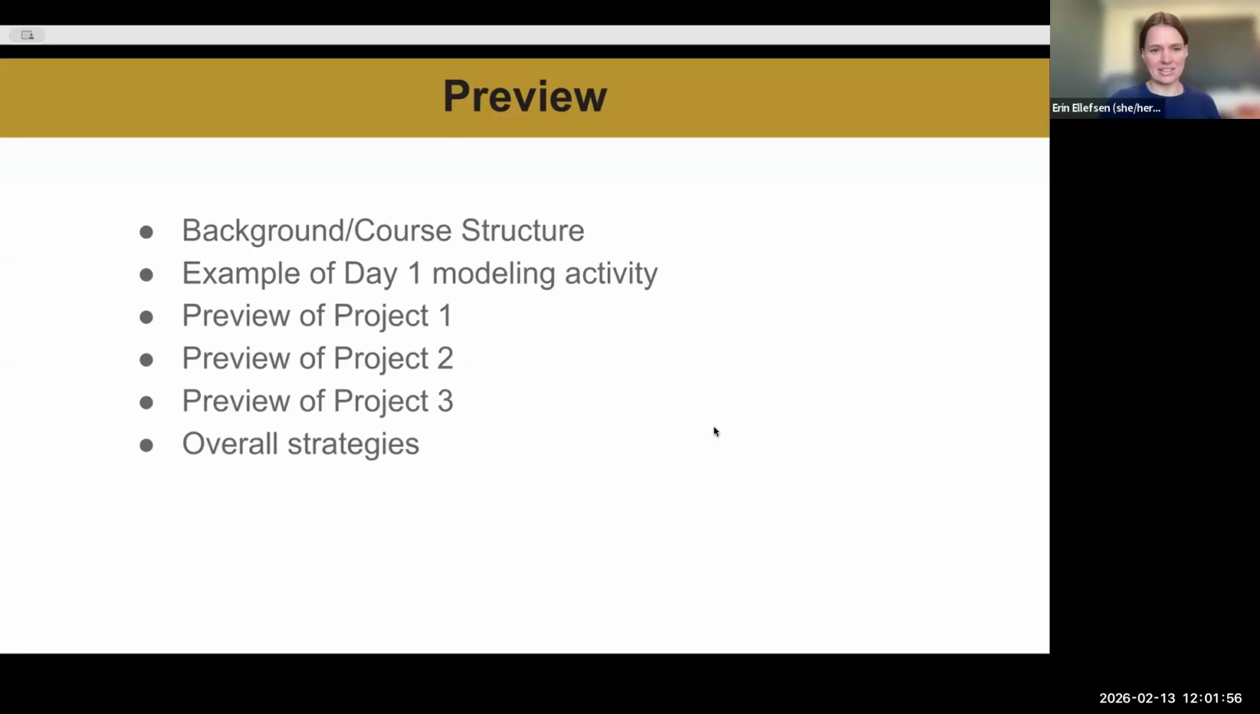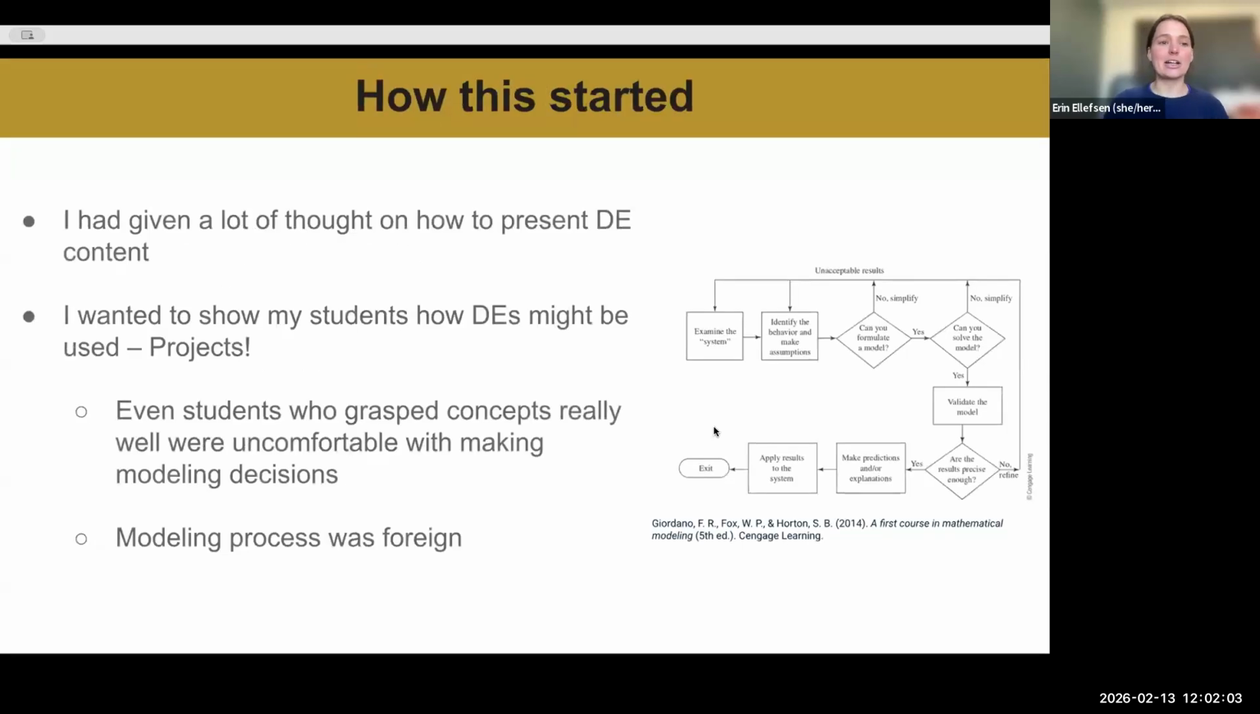So I'm still trying to figure out why my arrow is not moving my slides, so sorry about that. There we go. Okay, how did this start?